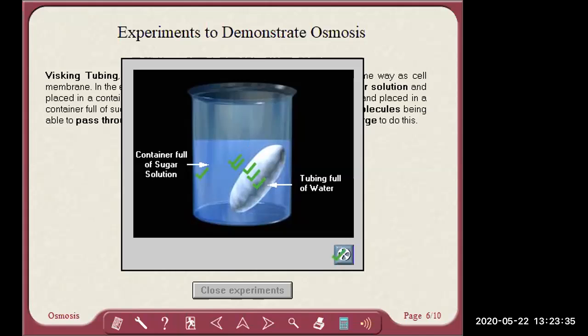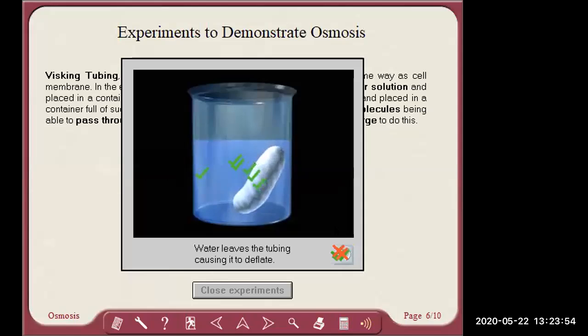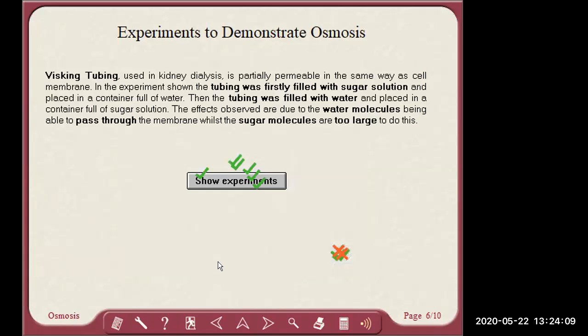Let's see what's happening here. Okay, let's see what happened there. Here we go. So we see what's happening there. Good. So that explains what happened from a visual level, what we are able to see.